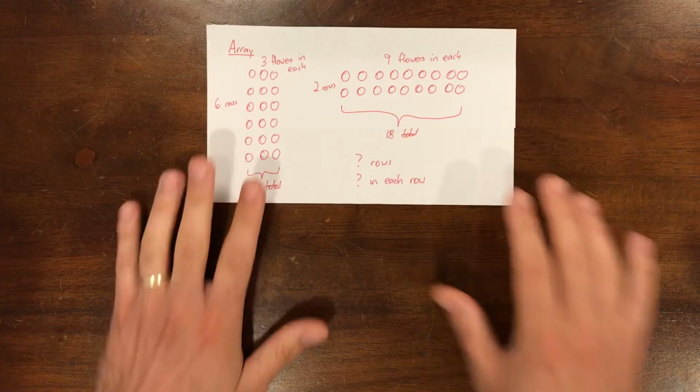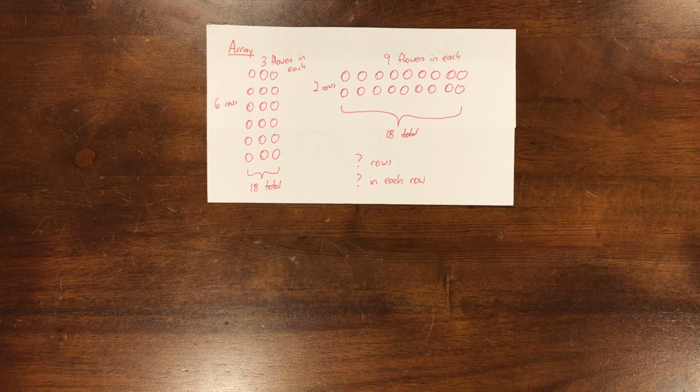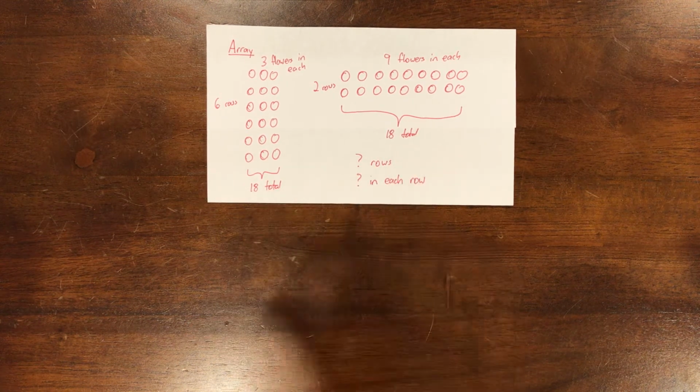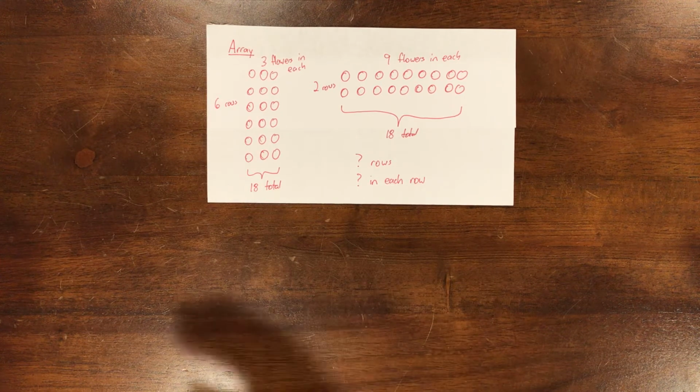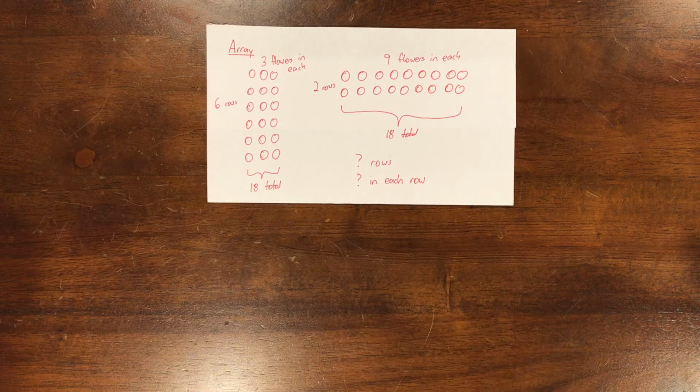So last year, one of my students represented like this. They drew pictures of arrays showing different amounts of rows and flowers in each row, but they always made sure there were 18 total flowers. Because in the story, we don't know how many rows or the amount in each row, but we do know there has to be 18 total flowers.